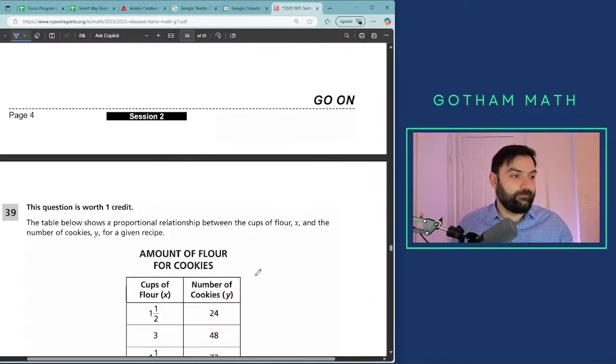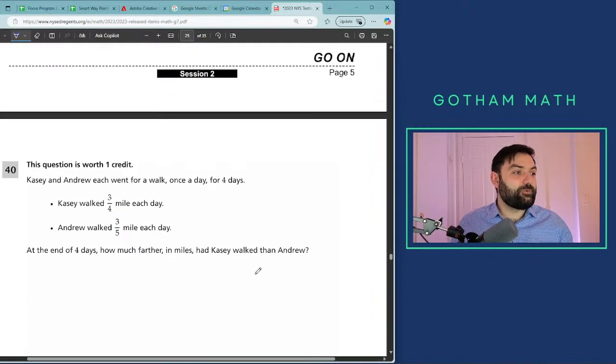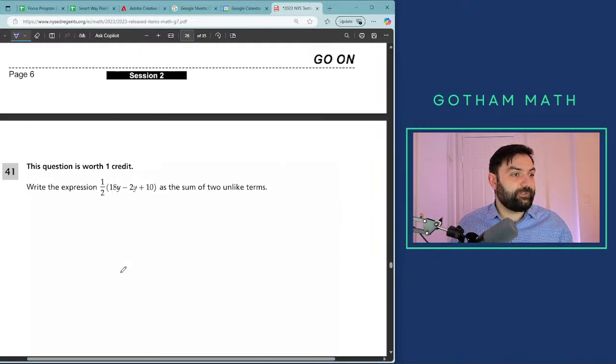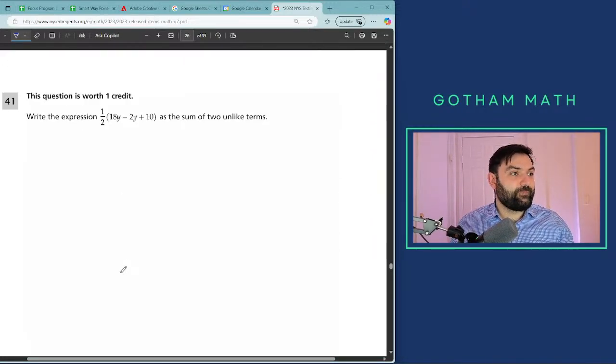Number 41. Okay, so we are in the short response now, right? Okay, so this is algebra. This is not even pre-algebra. This is what you are going to do in 8th grade, and in 9th, and probably when you're doing SAT prep. So you need to learn how to do this.